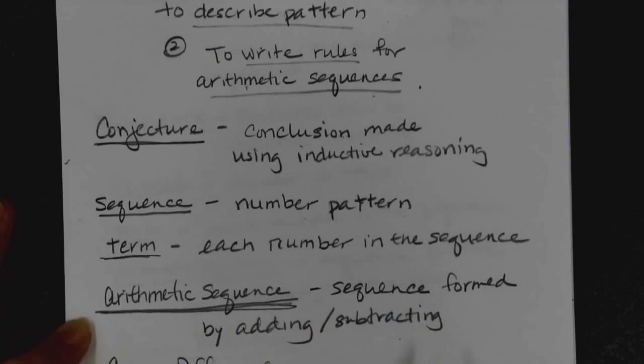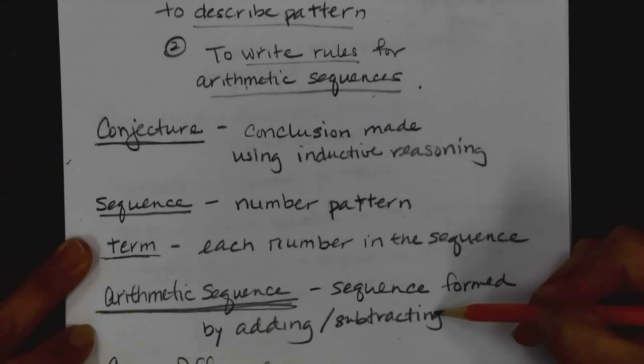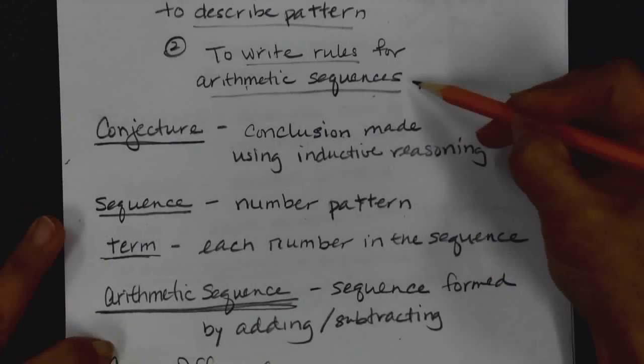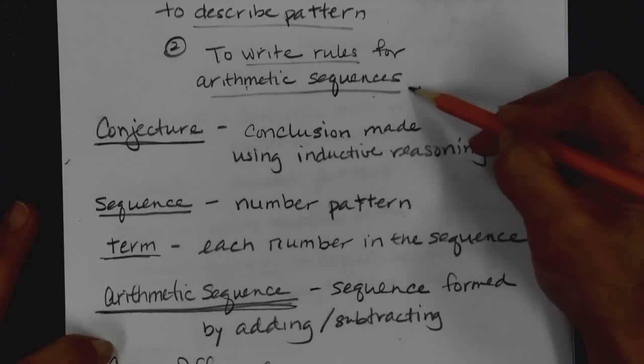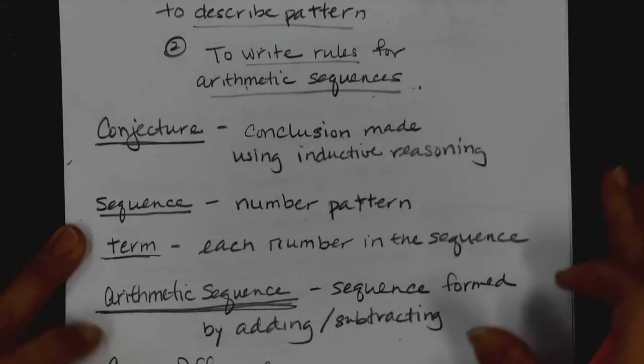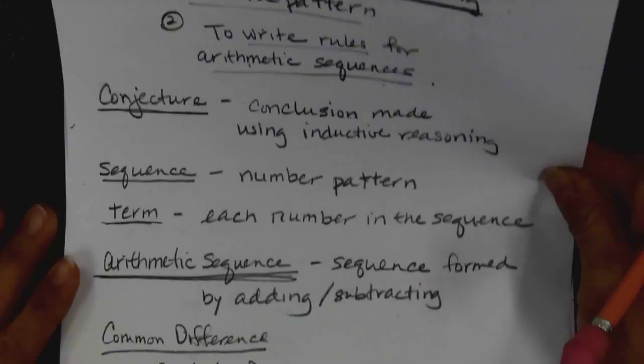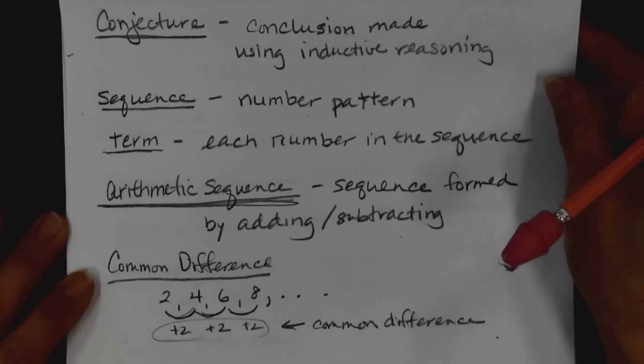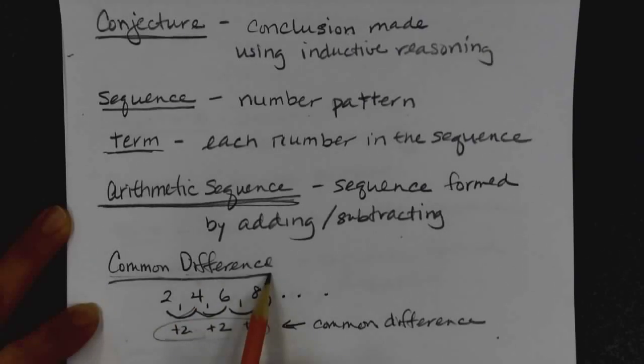So you need to know what that term means, arithmetic sequence. Because we're finding something that's being added or subtracted as a pattern, we are going to be able to write an arithmetic sequence function rule. The last word that you need to know is a common difference. It's exactly what it sounds like: a difference where all the differences are in common. So in the sequence 2, 4, 6, 8, since they all go up by 2, the common difference is 2.